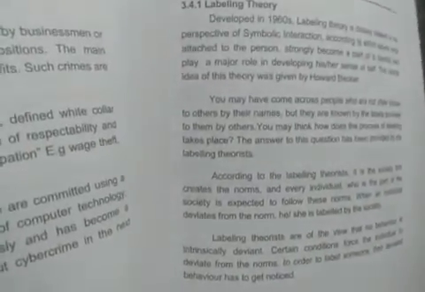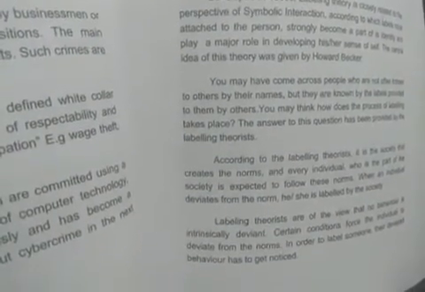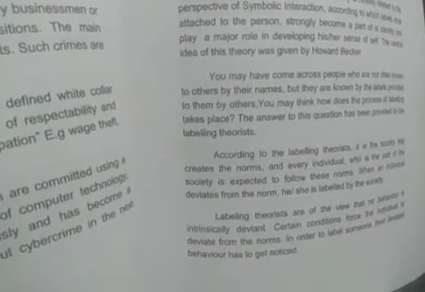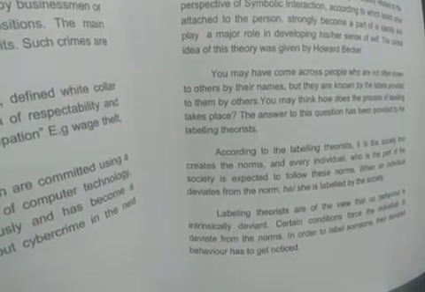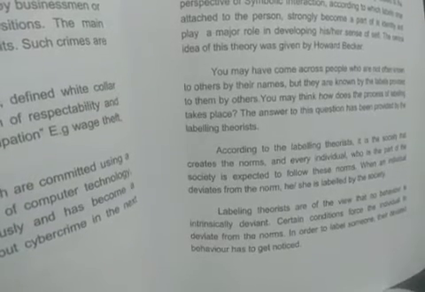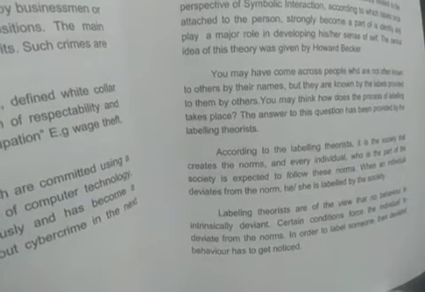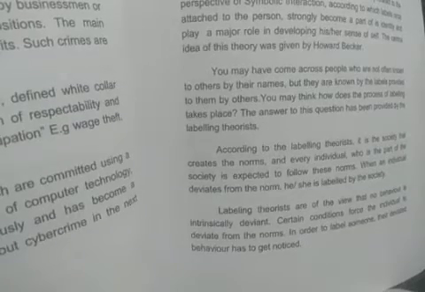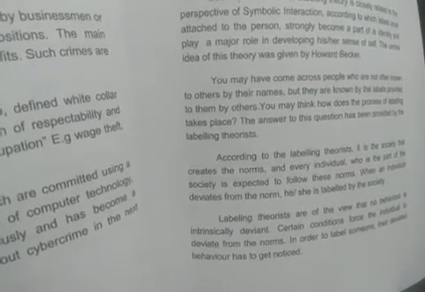According to the labeling theories, it is the society that creates the norms, and every individual who is part of the society is expected to follow these norms. When an individual deviates from the norm, he or she is labeled by the society. Labeling theorists are of the view that no behavior is intrinsically deviant. Certain conditions force the individual to deviate from the norms. In order to label someone, the deviant behavior has to get noticed.